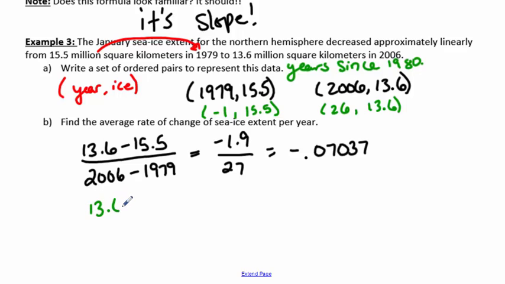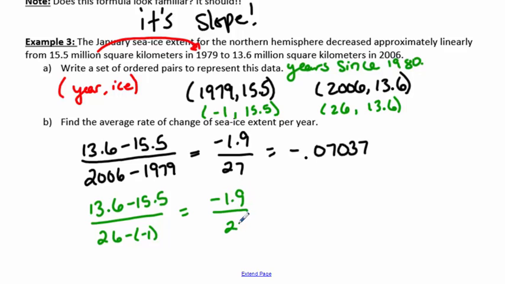Now let's go ahead and do the same computation with a starting year of 1980. We'll start with our 13.6 minus 15.5 over 26 minus -1. As you can see, when we complete our subtraction, we're going to get the -1.9 over 27 again. That's why we're able to choose any year we would like to use as a starting year and shorten our numbers down. This is especially important if we're going to be graphing or writing an equation using this data.